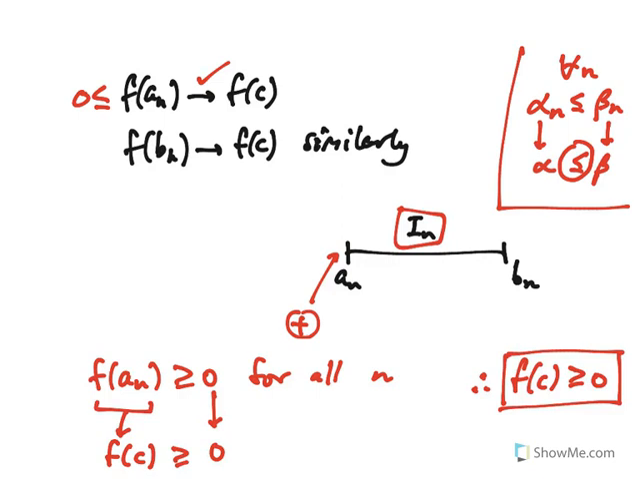Okay, so to complete the proof, we're going to try to show that if f of c is strictly positive, we get a contradiction. And that means that since f of c is non-negative, but it cannot be strictly positive, f of c has to be 0.